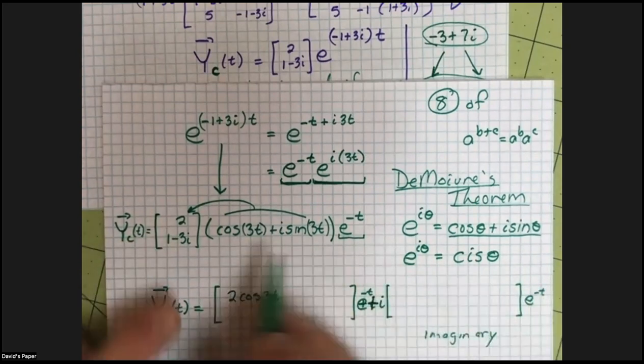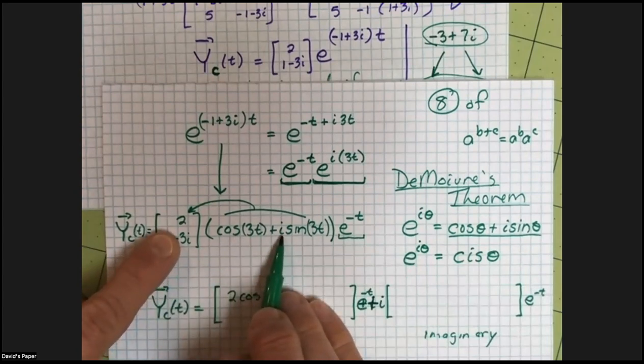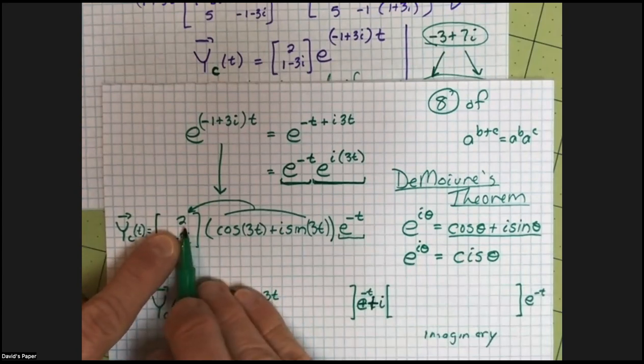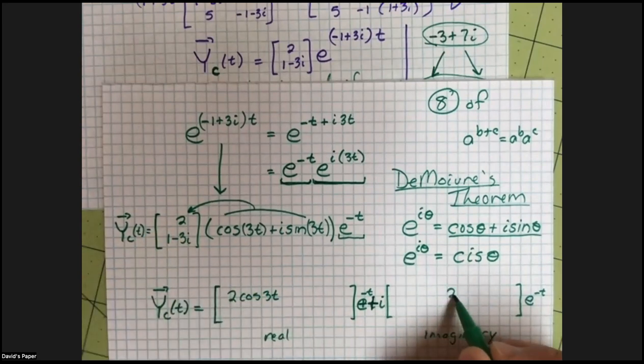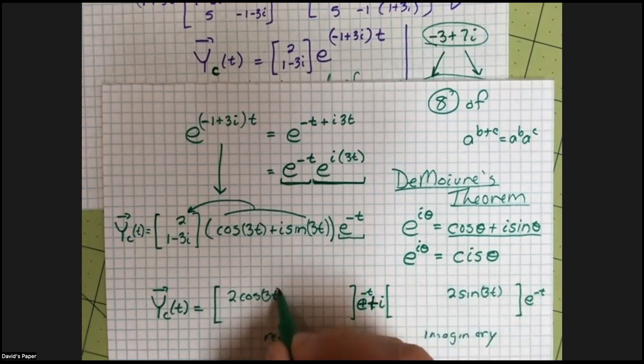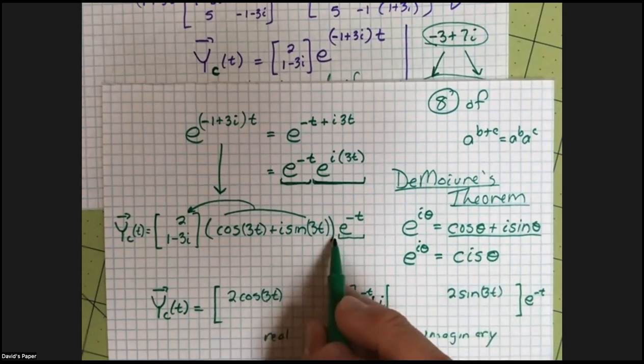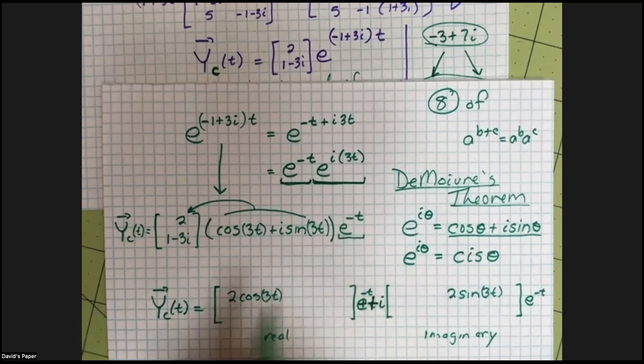And what happens when the i sine 3t strikes the 2? Well, that's going to be an imaginary part. It's going to be 2 sine 3t times e to the minus t. Hey, watch that very carefully.